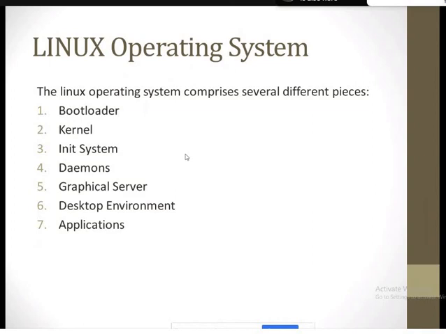The Linux operating system comprises several different pieces. So first is the bootloader, the kernel, the init system, daemons, the graphical server, the desktop environment, and lastly the applications.